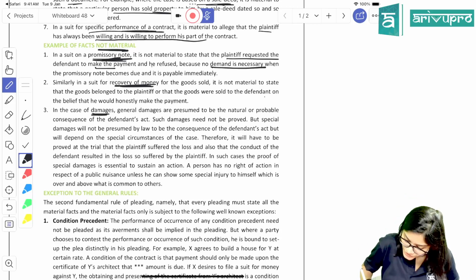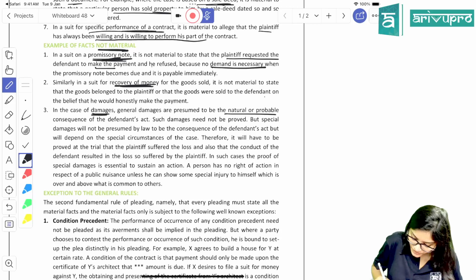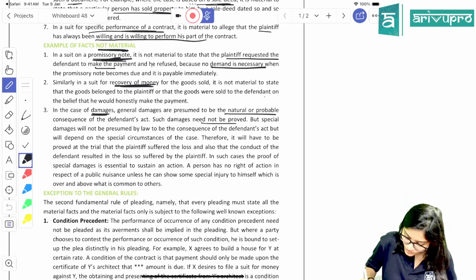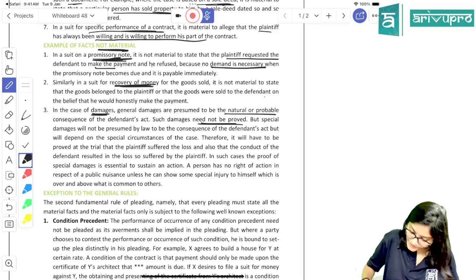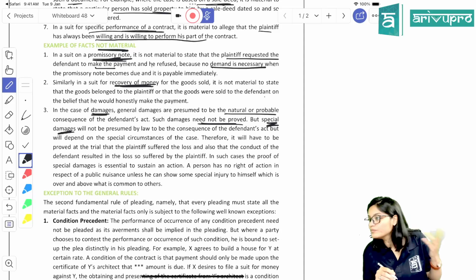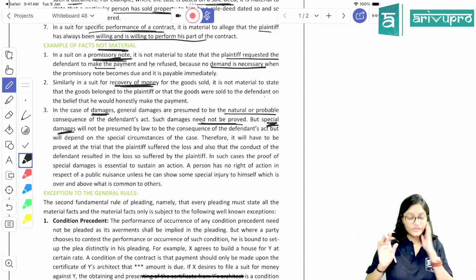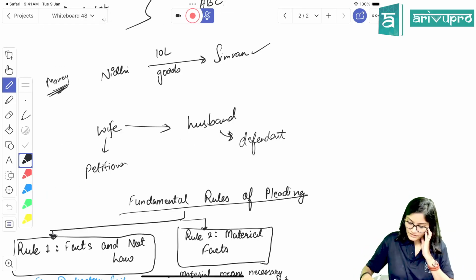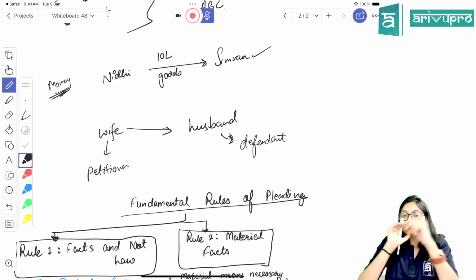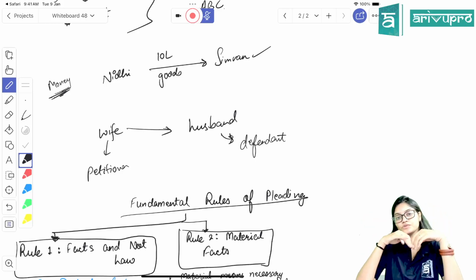General damages are presumed to be the natural or probable consequences of the defendant's act. Such damages need not be proved. But if special damages are there, that needs to be proved. Some damages are there by default, you don't need to prove them, right? For example, if you remember, we have discussed special damages also.